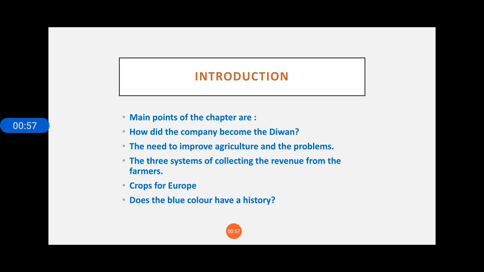What were the three systems introduced by the British government for collecting revenue from the Indian peasants and farmers, and what were the crops which were forced by the British government to be grown in India, which could bring a lot of commercial economic profit and lead to commercialization in Europe? And why was there a need to grow cash crops, which could earn a lot of profit for the Britishers in India? And does the color blue have any history? These topics we are going to cover.